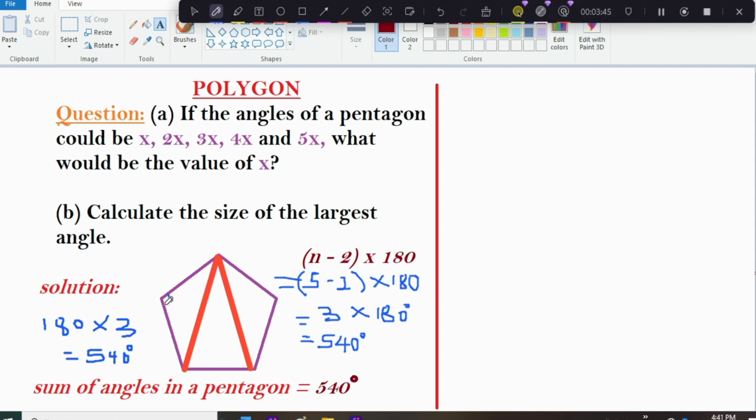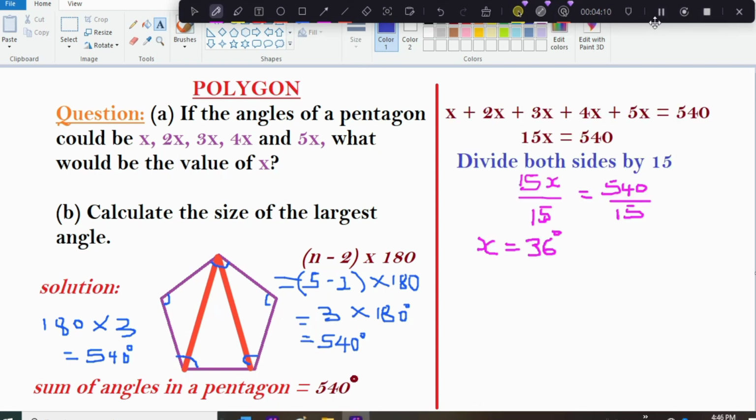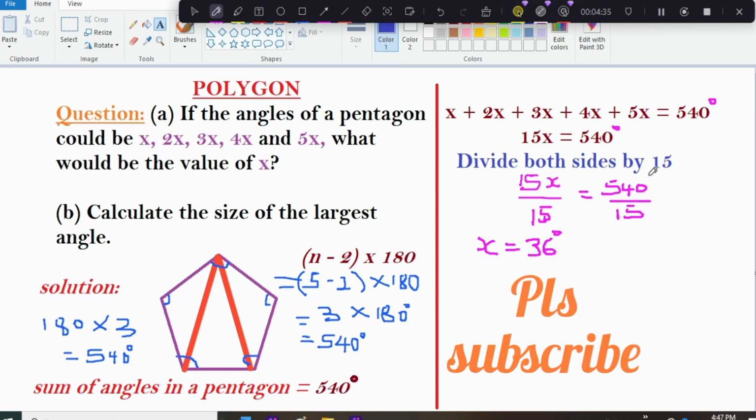So which means here we have x, this side we have 2x, 3x, 4x, and 5x as given in the question. So that means that all these letters and coefficients added together are going to give us 540. So let us write it out. We have x plus 2x plus 3x plus 4x plus 5x equals 540. That is what the sum of angles in a pentagon will be. So the total of this will give us 15x equals 540 degrees.